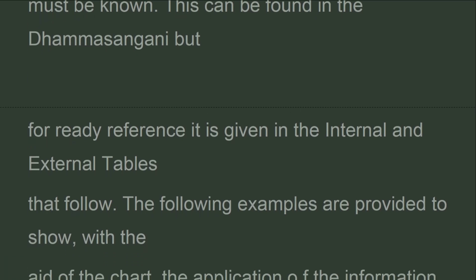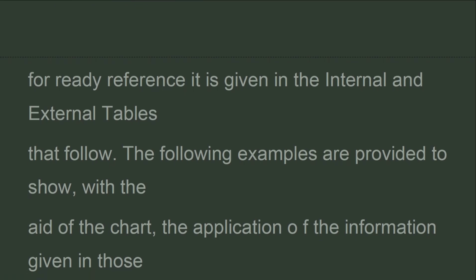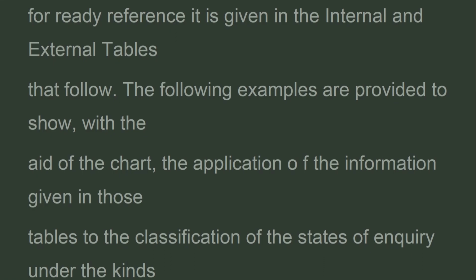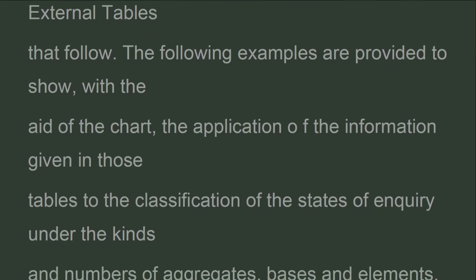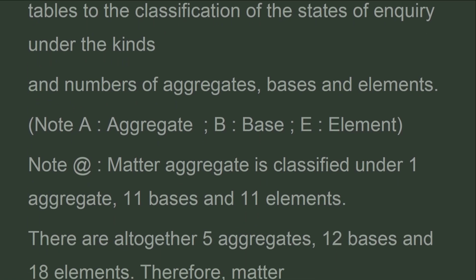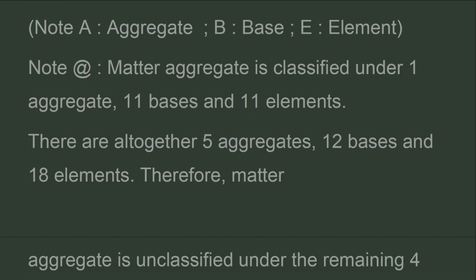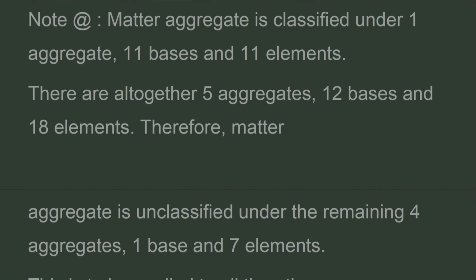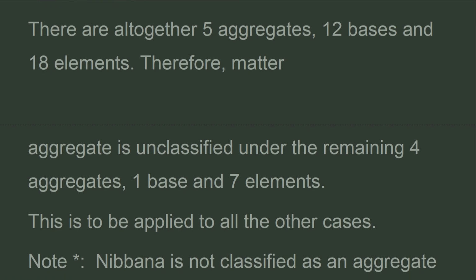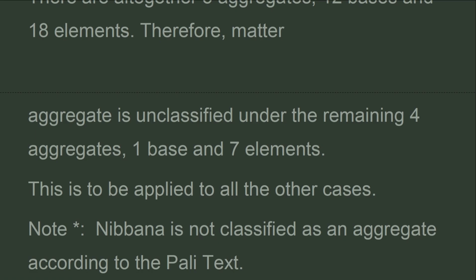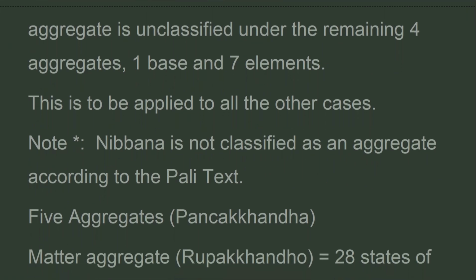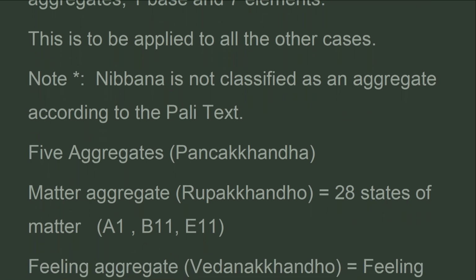This can be found in the Dhammasangani, but for ready reference it is given in the internal and external tables that follow. The following examples are provided to show, with the aid of the chart, the application of the information given in those tables to the classification of the states of inquiry under the kinds and numbers of aggregates, bases, and elements. Note: A is Aggregate, B is Base, E is Element. Matter aggregate is classified under 1 aggregate, 11 bases and 11 elements. There are altogether 5 aggregates, 12 bases, and 18 elements. Therefore, matter aggregate is unclassified under the remaining 4 aggregates, 1 base, and 7 elements. This is to be applied to all the other cases. Note asterisk: Nibbana is not classified as an aggregate according to the Pali text. 5 aggregates.